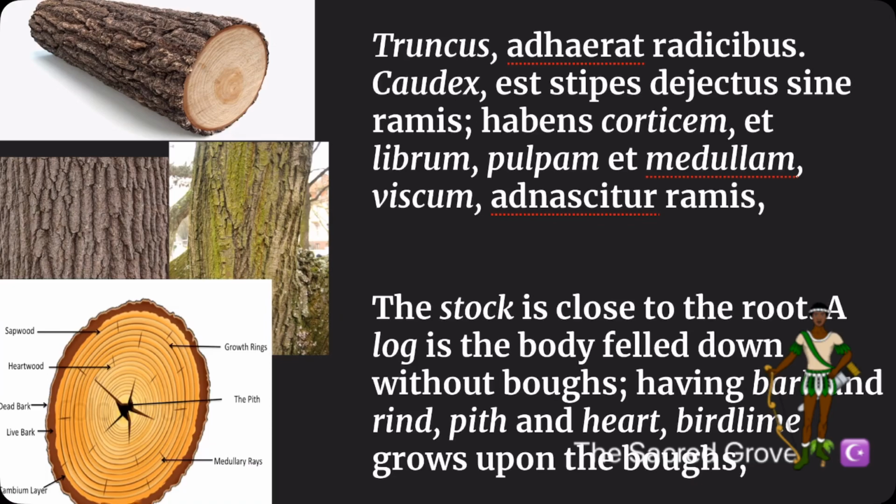Having bark, habens, having corticem, bark, et, and rind, librum, pith, pulpam, and et, heart, medullam. So these are parts of a tree. Whether you are learning Latin or you are just an English speaker, you can still benefit from this lesson, learning about the stuff in nature, the old science we take for granted these days.